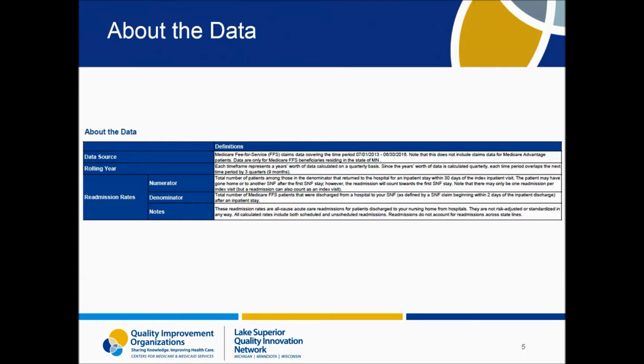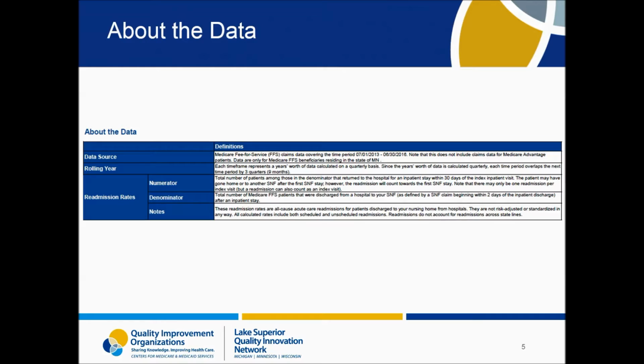This next slide is taken again from the introductory page of the report, but it outlines some of the details of the data in the report. The data source for everything you'll see is Medicare fee-for-service Part A claims data. Important to note that this does not include Medicare Advantage patients. Rolling year shows that data in the report are summarized by rolling years, which are calculated by quarters. Every time period in your report will show 4 quarters worth of data. I'll illustrate this when we move on to the next page of the report.